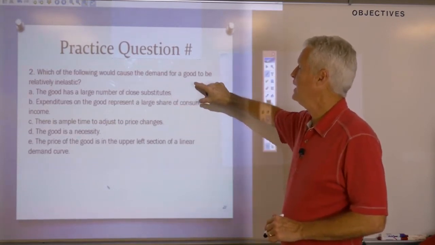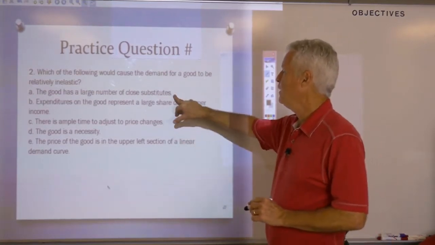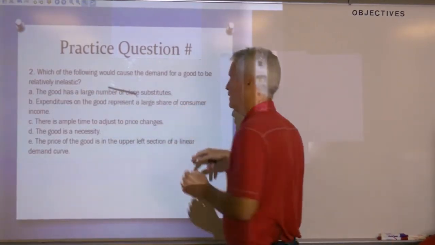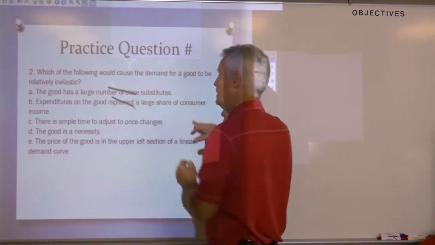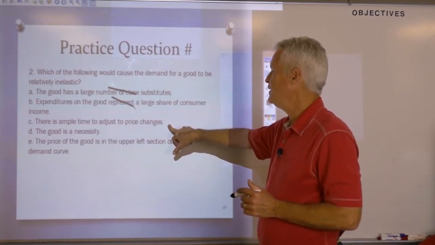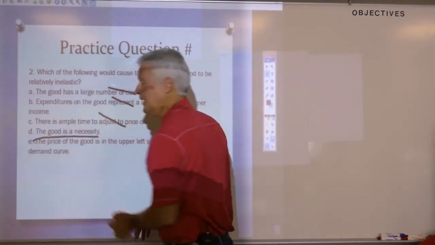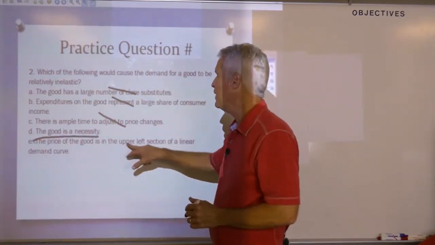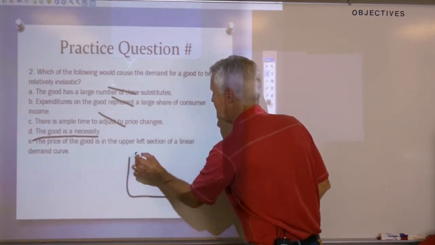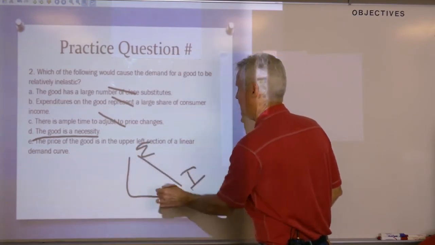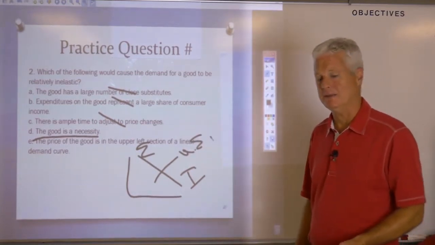And we're back. So we want to know relatively inelastic. That means we have to have it, right? Large number of close substitutes. No, right? Expenditure on the good represents a large share. Now that's the income effect. That's bad. There's ample time to adjust price changes. Now that makes it more elastic. The good is a necessity. Boy, that looks good. I think that's probably our answer. And the price of the good is in the upper left section of a linear demand curve. Now we already said up here that's elastic, inelastic, and there in the midpoint is unit elastic. So no, the answer is D.